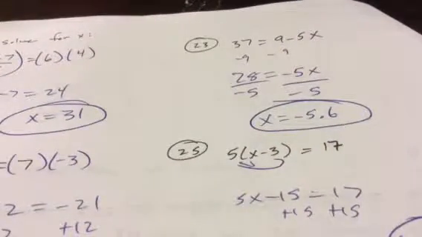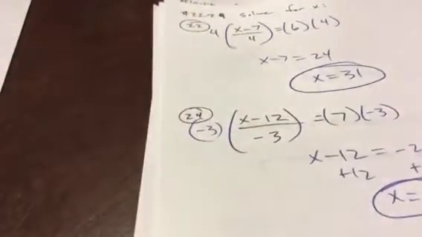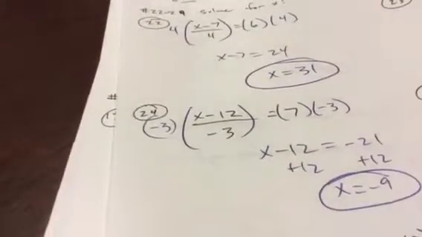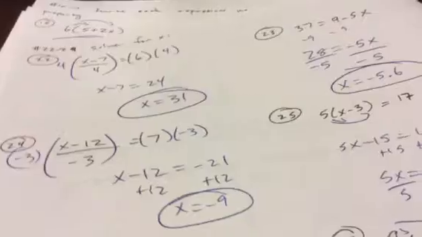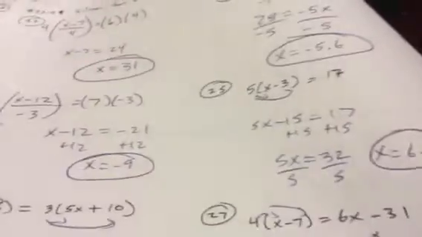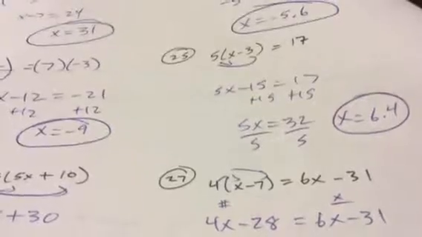Subtract 9, you get 28 is equal to a negative 5x, then divide both sides by negative 5, you get negative 5.6. Multiply both sides by negative 3, you get x minus 12 is a negative 21. Add 12 to both sides, x is a negative 9. Here on 25, use some distribution, add 15 to both sides, divide 32 by 5, 6.4.